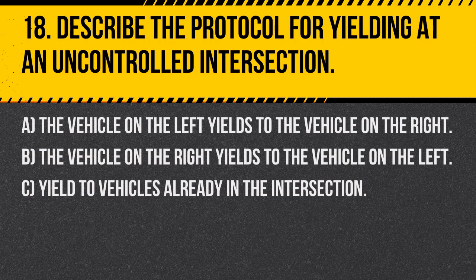Question 18. Describe the protocol for yielding at an uncontrolled intersection. A. The vehicle on the left yields to the vehicle on the right. B. The vehicle on the right yields to the vehicle on the left. C. Yield to vehicles already in the intersection.